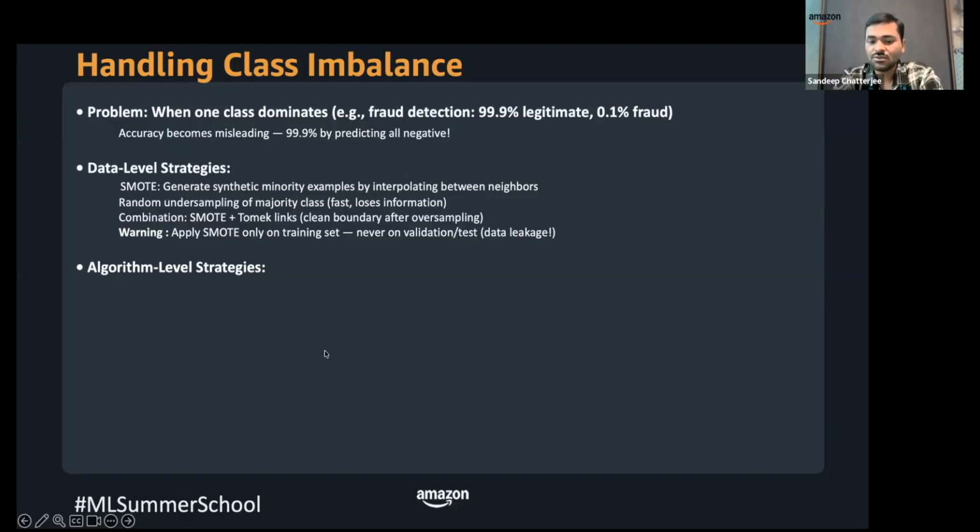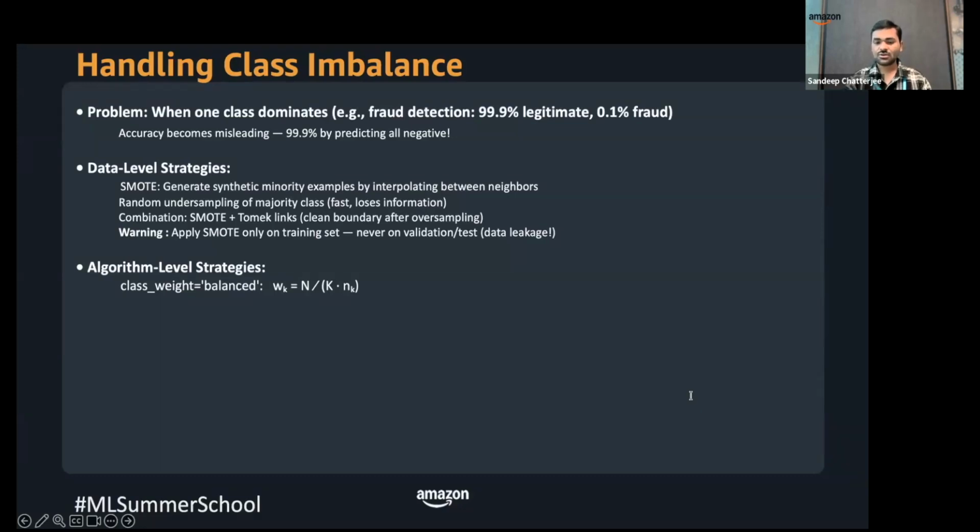Now coming into the algorithm level strategies, we fix this by penalizing mistakes. If we do not want to alter the data, we can change how the algorithm learns. The simplest way is to pass class weights equal to balanced into your model. Under the hood, this applies a neat piece of math to calculate the weight: your weight w_k will be n divided by k times n_k. This formula ensures that if the number of samples in the class n_k goes down, the weight of the class goes up. It forces the model to pay heavily for getting the rare classes wrong.